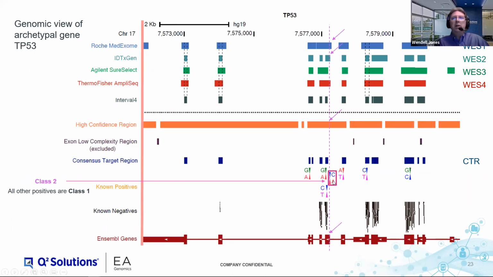The one class 2 variant, which I have identified here, why is it class 2? Well, the main reason is if you look at everything else. For example, it's not in the CTR. It's also not excluded by a low complexity region. It is high confidence. But we look at it, turns out that the Agilent SureSelect is just not covering that part of the exon. So the other 2 are, and it's detected there. It's also detected in whole genome sequencing. Therefore, that's what makes it a class 2 variant versus a class 1 variant. All the other variants are in the CTR.